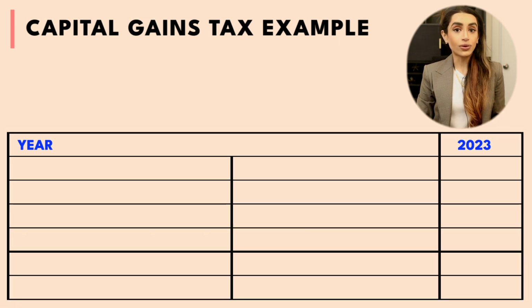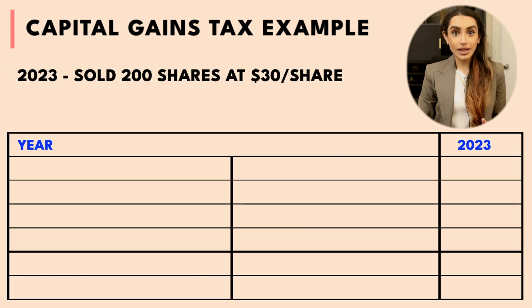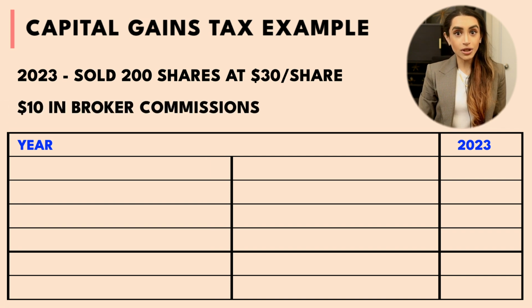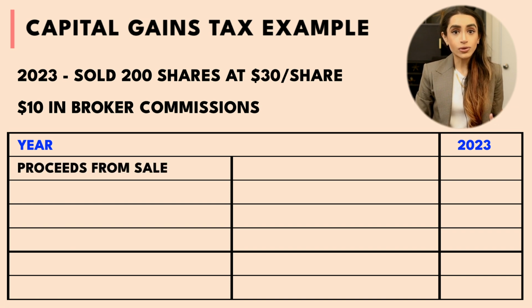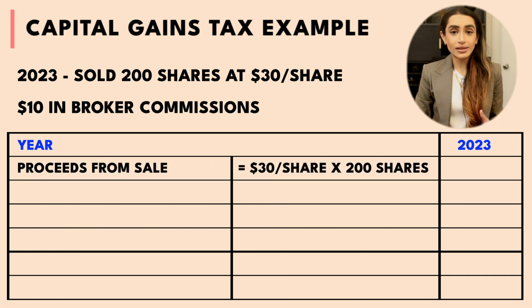Now, in 2023, you sold 200 shares at a price of $30 per share, and it cost you $10 in commissions to the broker to sell these shares. Now, going back to the three amounts you require, number one, your proceeds from the sale is 200 shares times $30, which is $6,000.